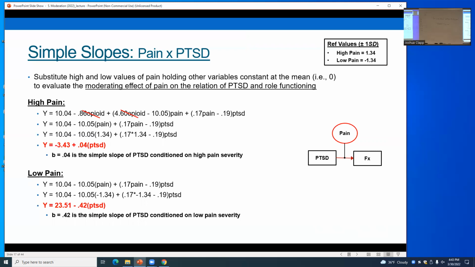Two quick questions. So the reason why the opioids drop out is because we're saying that those are 0, right? So we're putting in 0 for that. If we hadn't centered, then would we have to put in a value? Well, what we would be doing then changes the nature of the question, right? Because if we did that, then we're saying, what's the relation of PTSD with functioning for people who are not using opiates?